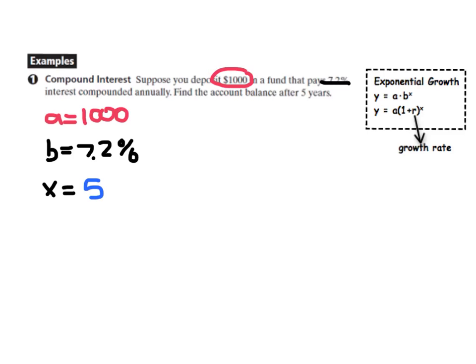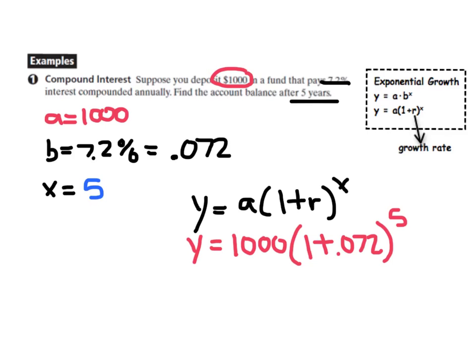But notice what I have to do to that is I actually need to change that from 7.2% to a decimal, which is going to be 0.072. X, my little exponent, is represented by the time, or the years in this case, which is 5 years. So now I'm going to plug it into that equation. When I plug it into my formula, I get 1,000 times 1 plus 0.072 raised to the 5th power. So now I just have to put that in my calculator, and I can get my answer.